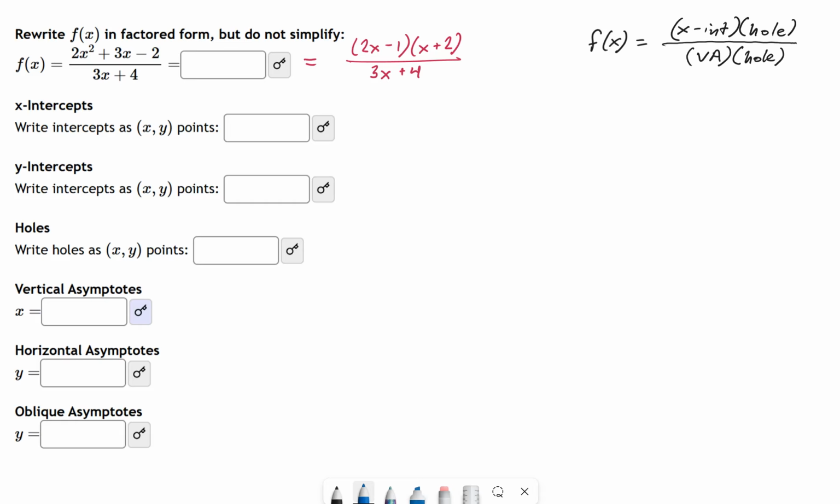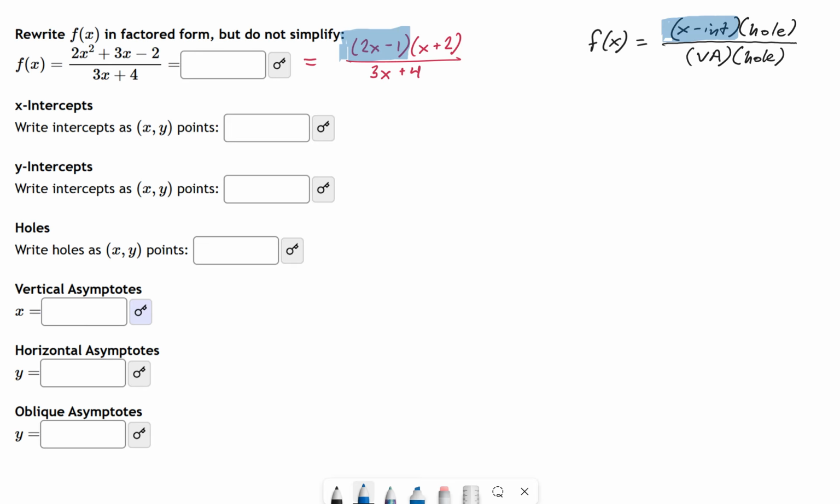To save a little time, I've already given you the factored form of this rational function right here. So we're going to get started with that, and I want to start with x-intercepts and y-intercepts. Those are pretty easy. X-intercepts come from factors that are on top of the fraction, okay? And they can't be on the bottom of the fraction, they're only on the top. And you see we have one of those right here, this 2x minus 1.